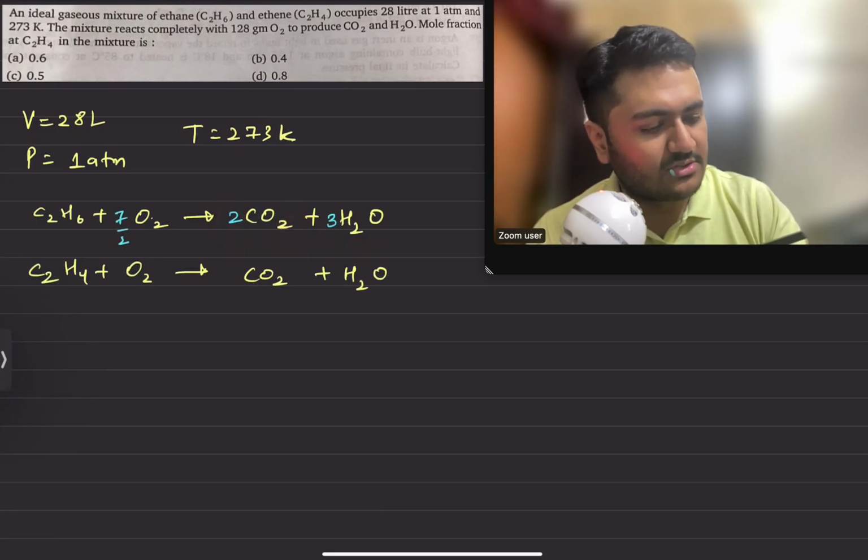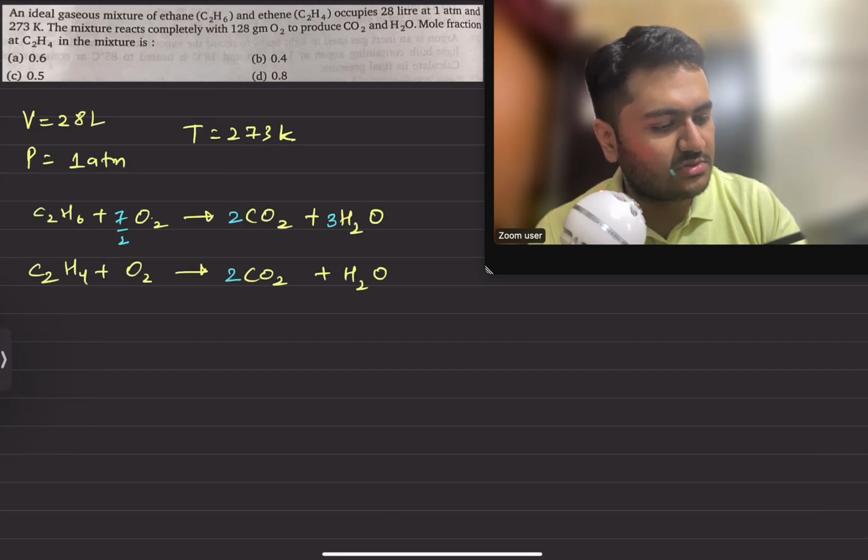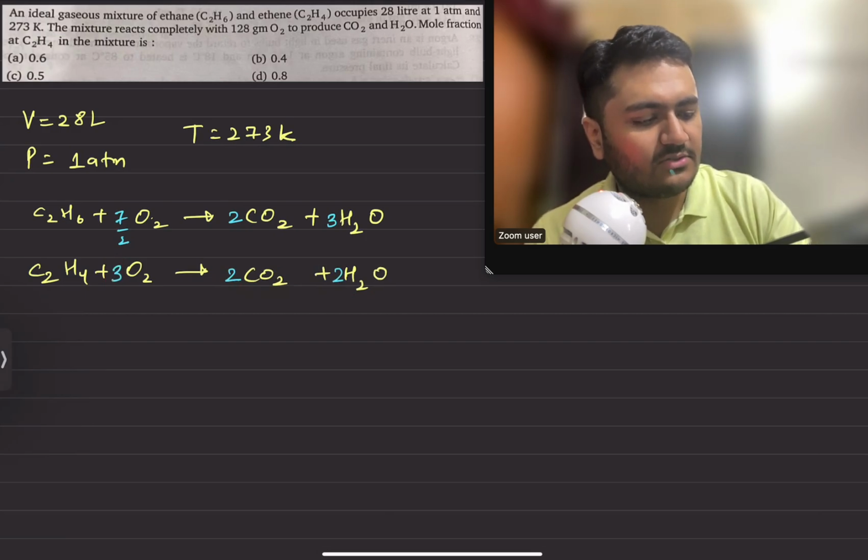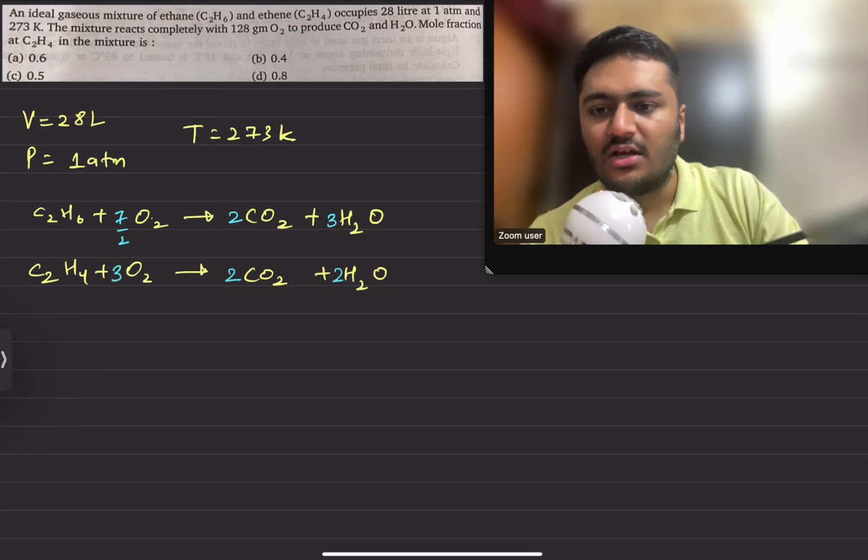Here also I'll balance it once. 2, then 2. So I have 4 oxygen and 2 oxygen, total 6 here. So it will be 3 here. Alright, so I think it's balanced at the moment.